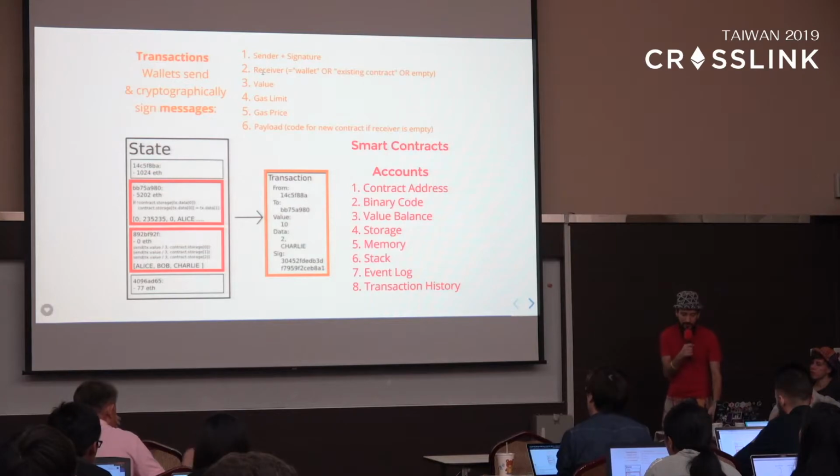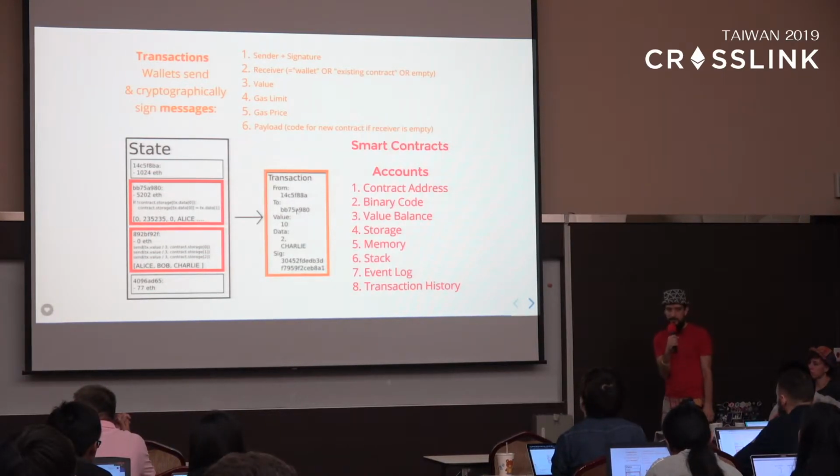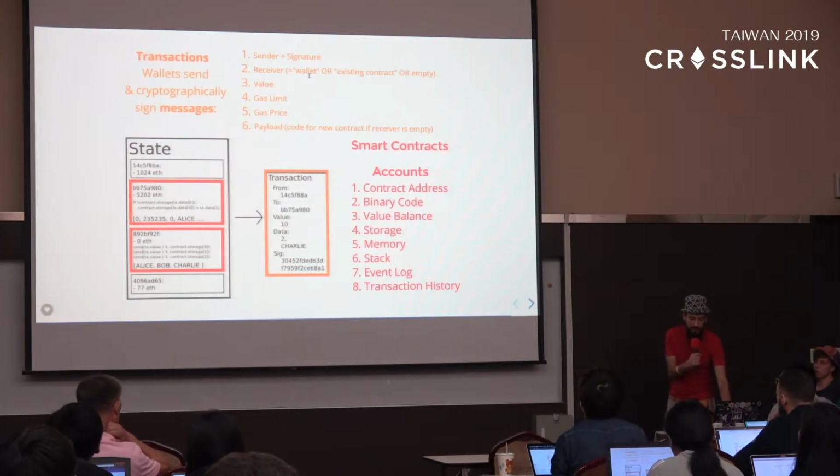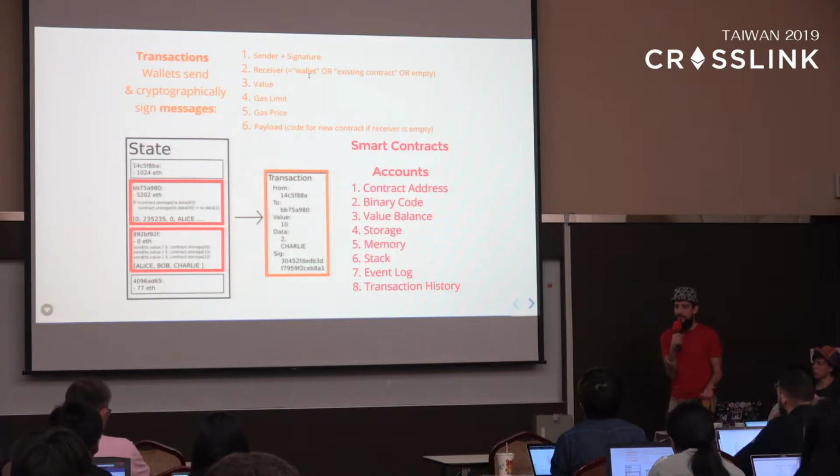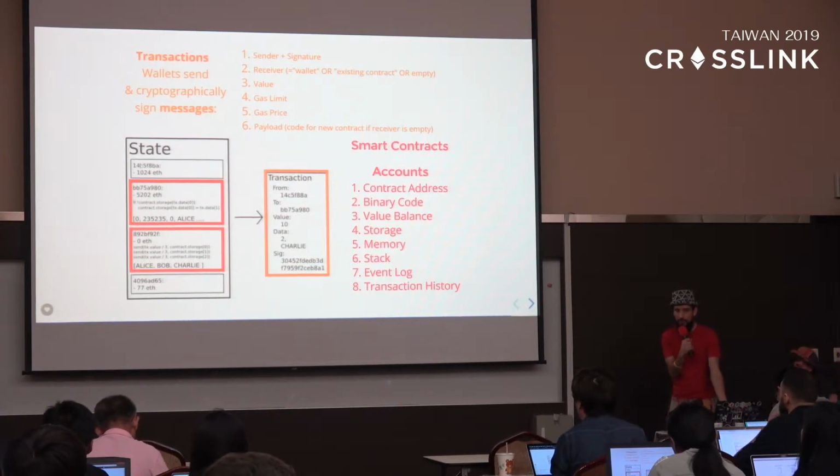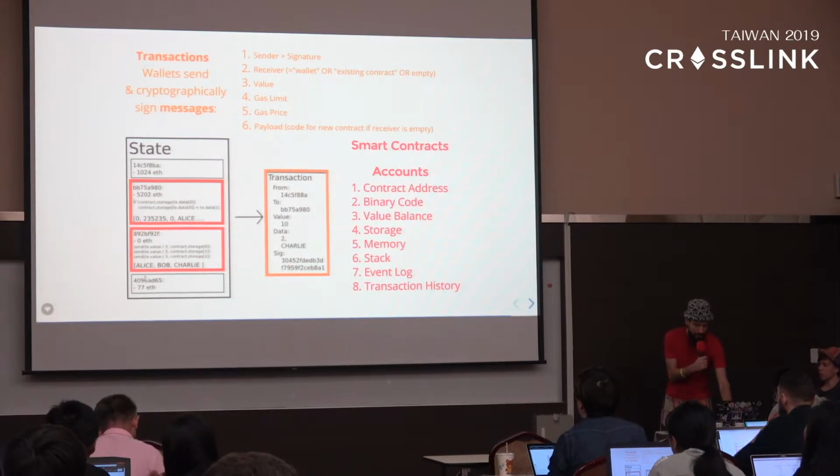Then there's a receiver in the transaction. In this case, that's this contract address, but it can also be another wallet. These are called external accounts. So this account here could, of course, also send ETH to this user account here. It doesn't have to be a contract.